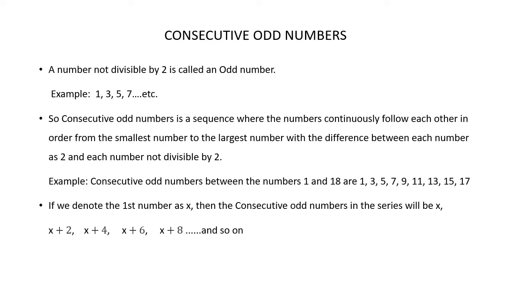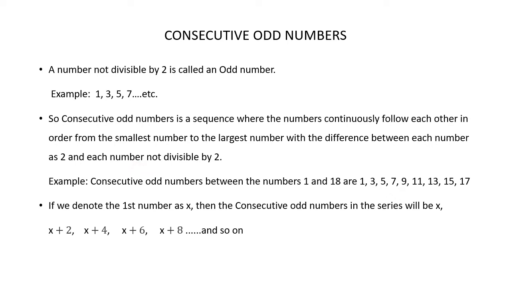Let's move on to the definition of consecutive odd numbers. What is an odd number? A number not divisible by 2 is called an odd number. Example 1, 3, 5, 7, etc. So, consecutive odd numbers is a sequence where the numbers continuously follow each other in order from the smallest number to the largest number, with the difference between each number being 2, and each number is not divisible by 2.